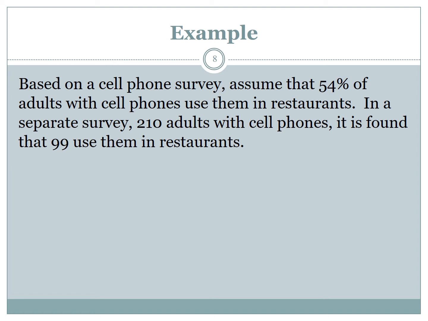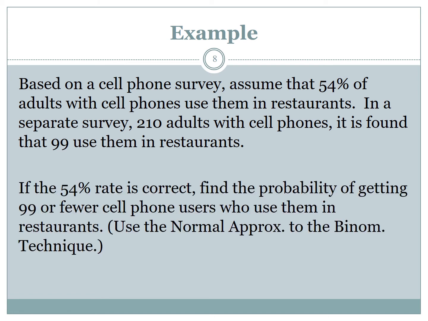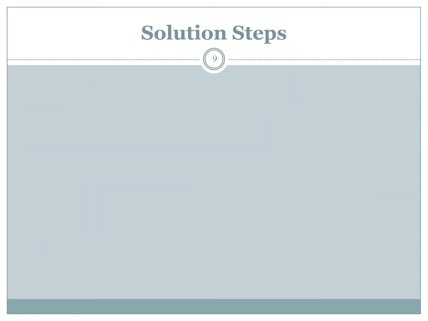Here's the example. Based on a cell phone survey, assume that 54% of adults with cell phones use them in restaurants. In a separate survey, 210 adults with cell phones, it is found that 99 use them in restaurants. If the 54% rate is correct, find the probability of getting 99 or fewer cell phone users who use them in restaurants. Use the normal approximation binomial technique.